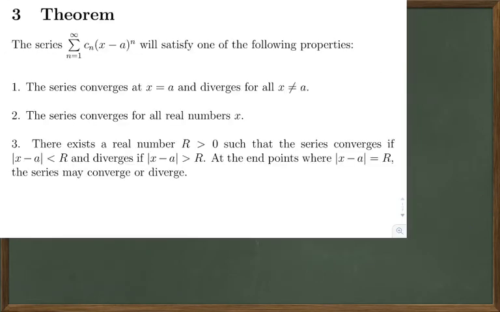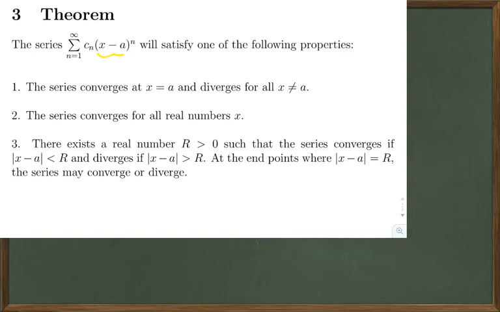Okay, so we have a theorem, and it says the series sum n equals 1 to infinity, it could certainly be also 0, it doesn't have to start at 1, c sub n x minus a to the n will satisfy one of the following properties. Either the series converges at x equals a and diverges for all x not equal to a. So only a, plugging in a there would certainly make every term 0.